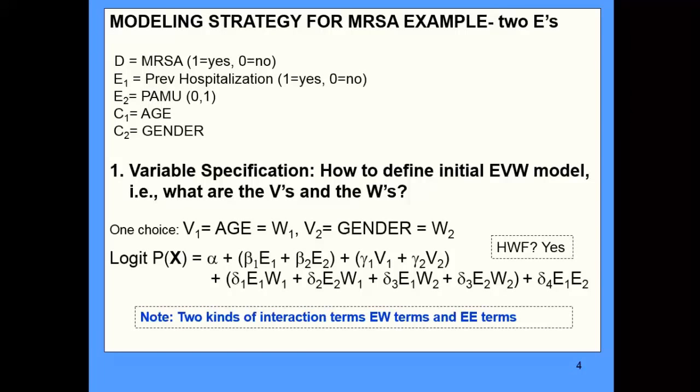Okay. And I've listed the variables at the top of the screen. What have I done that's different from before? What's different? I now have two E's, not one E.